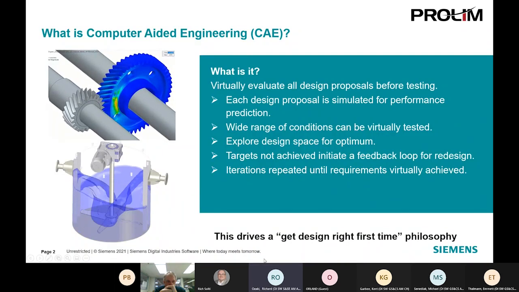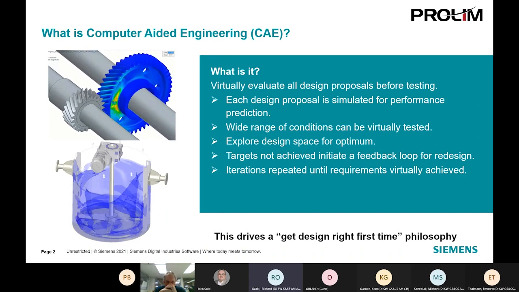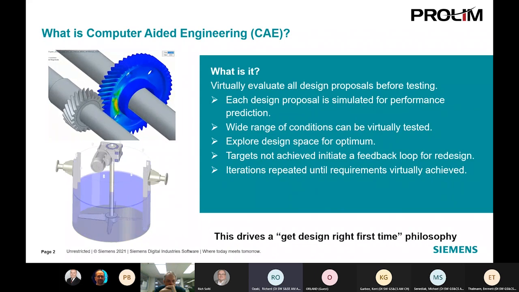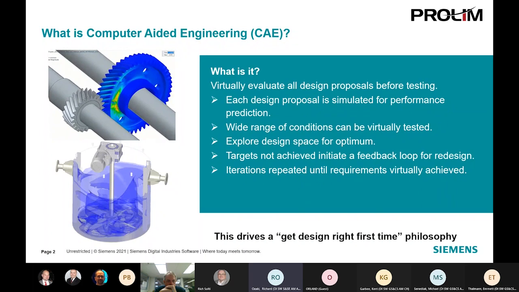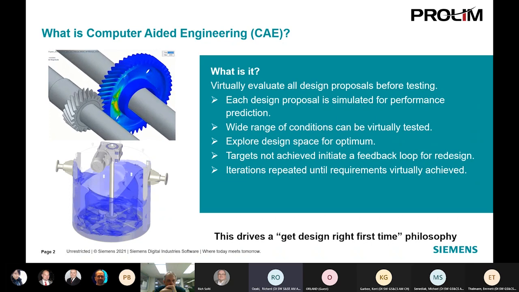So what is CAE? Well, I'm sure you've seen many pictures, and I've got a couple of videos on the screen here, but CAE is really simulating your mechanically designed products to understand how they're going to perform. It allows you to virtually evaluate all design proposals before testing. If we take an example of the gears on the top there, what's going to be the most optimum pitch on the gears, or the angle on the gears, or maybe those holes in the middle for lightening or reducing inertial mass? What's going to be the best combination there?